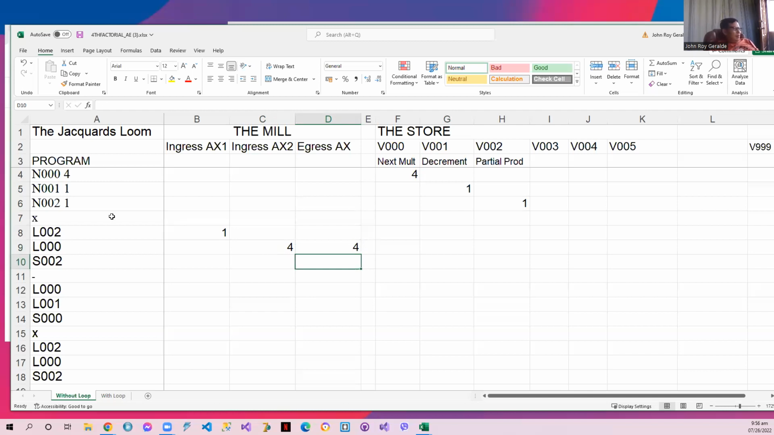Remember, L is a variable card, which means load. Any questions so far? And then the next is S002, which means that the egress axis, which is at this time 4, will be stored to variable 2. So variable 2 will now become 4. Any questions?